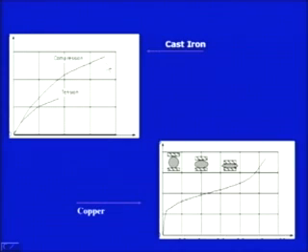Then we have the copper, which is also some sort of ductile material. So if you compress those things, you will find these things here. So this is nothing but the stress-strain characteristics for the copper.